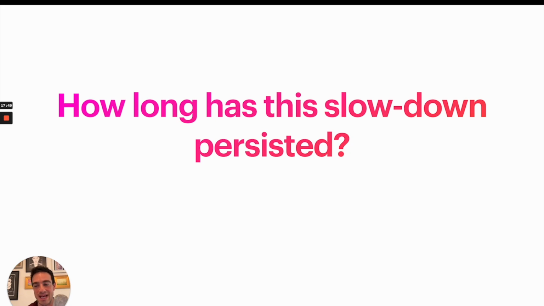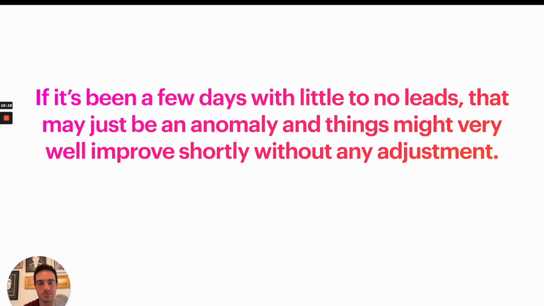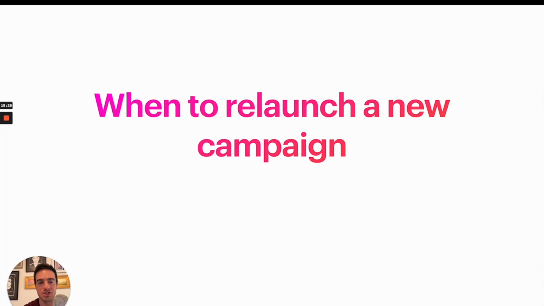If the campaign, the ad sets, and the ads are in the active phase, you've gotten leads with them before for a decent price, but there's just a 3 or 4 day slowdown, even 5 days, don't panic. Let it be. Don't touch anything. You're not going to do anything that's going to completely change the number of leads coming in. It's very likely just the way it is for those days, and it'll get better if you just don't touch it. So I'll just reiterate, if it's been a few days with little to no leads, that may just be an anomaly and things might very well improve shortly without any adjustment.